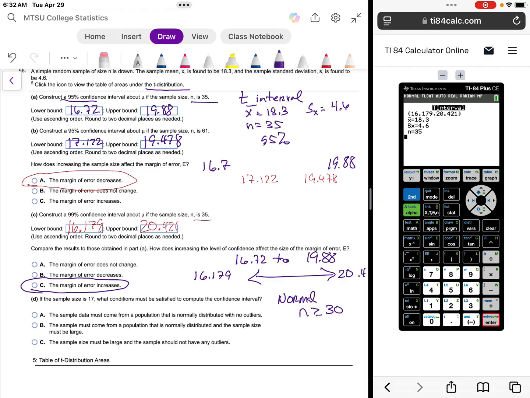So we need to know that it is normally distributed. And so if the sample size is 15, the sample data must come from a population that is normally distributed with no outliers. That's what we need to know. Unless we're given all the data points, to where we can actually graph it and see if there's any skewness, we need to know that it's normally distributed with no outliers. Because if it had outliers and wasn't normally distributed, then we wouldn't be able to go through what we're doing.